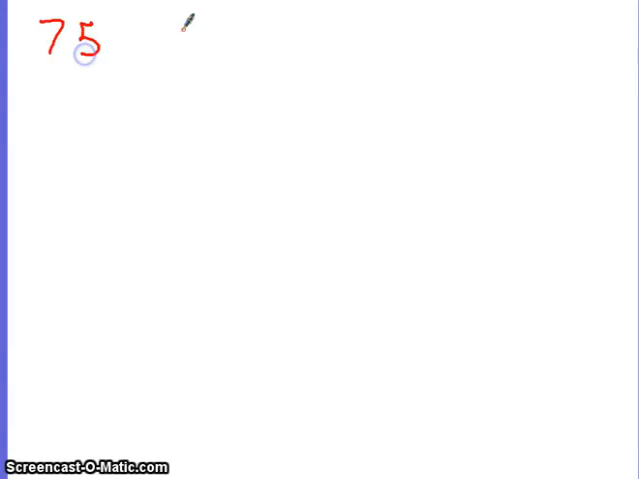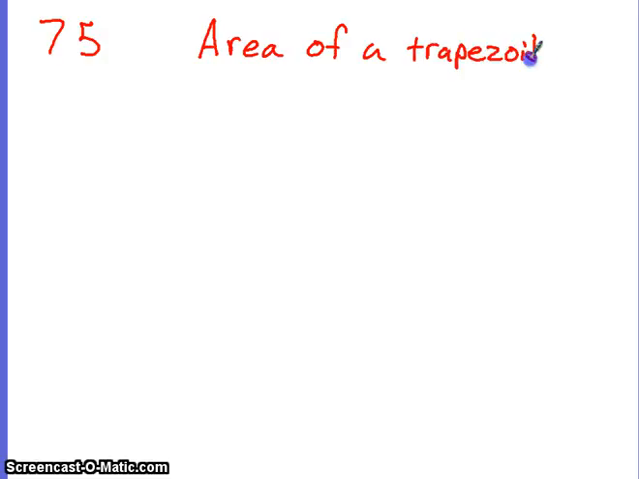Okay, so 75, area of a trapezoid. That's the second part of today. And here's a trapezoid. A trapezoid has one pair of parallel lines only. Trapezoids come in lots of different shapes, but a trapezoid has one pair of parallel lines.